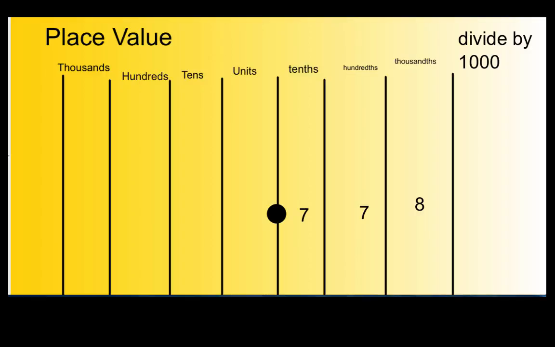3, 2, 1. And we're back. So this should be our answer now. 0 units, 7 tenths, 7 hundredths, and 7 thousandths. You don't have to put in a 0 there. That's fine because there's nothing between these digits and the decimal point, so that's just 0.778.